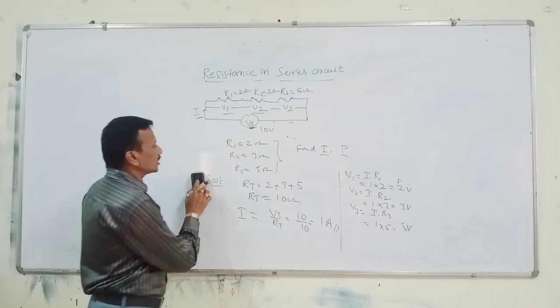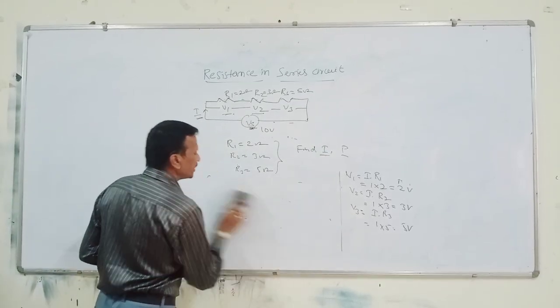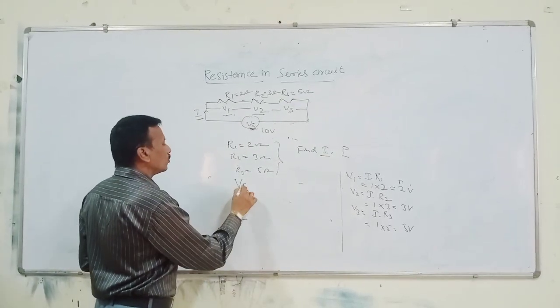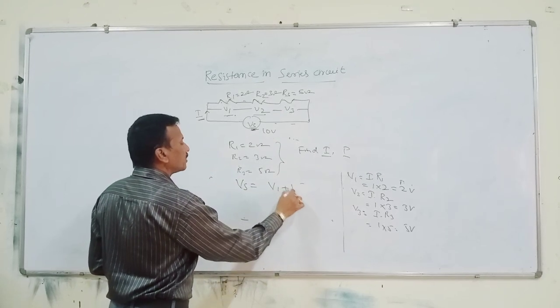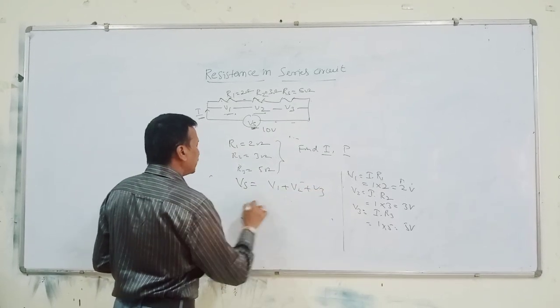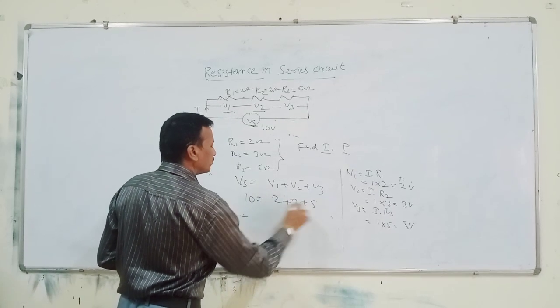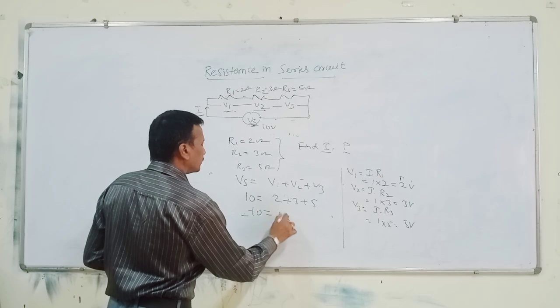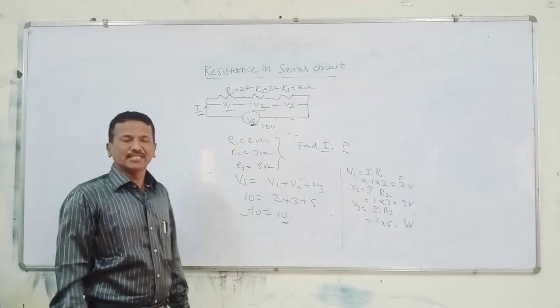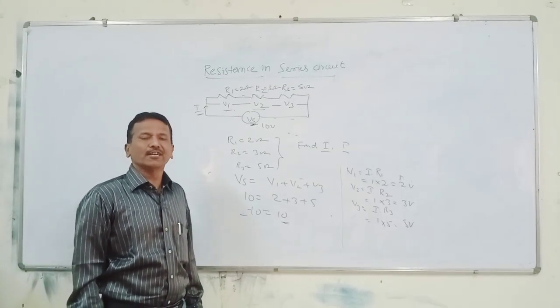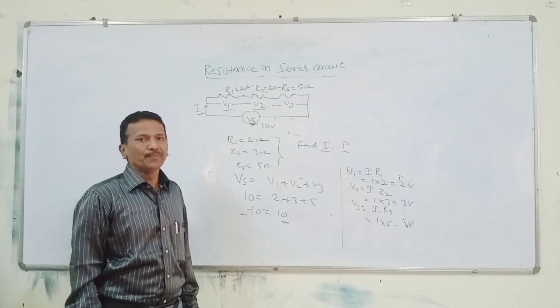Now, what is the condition here? The total voltage source is equal to the algebraic sum of the voltage drops. Here it is 10, and here 2 plus 3 plus 5. Both are the same or not? So this is your series connection: the algebraic sum of the voltages is equal to your total voltage.